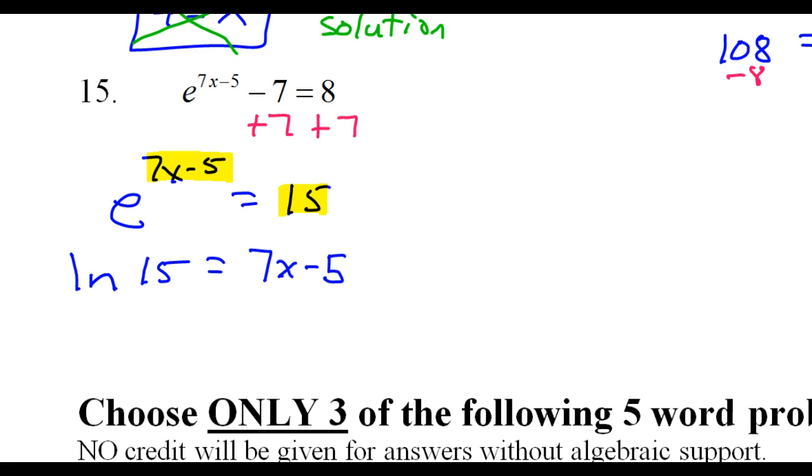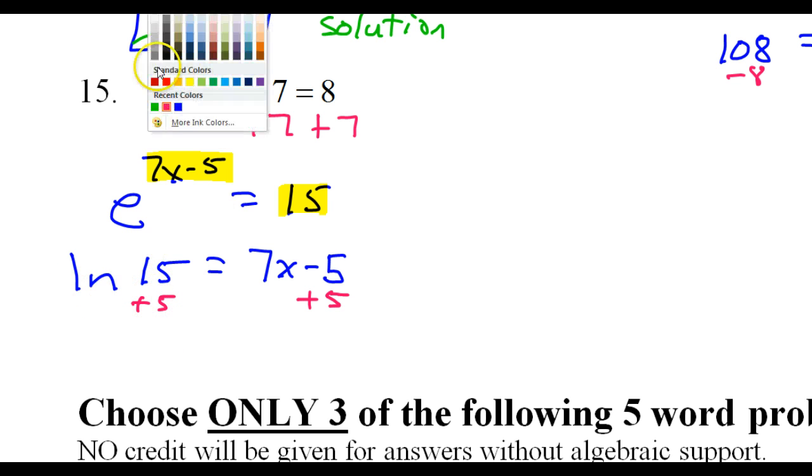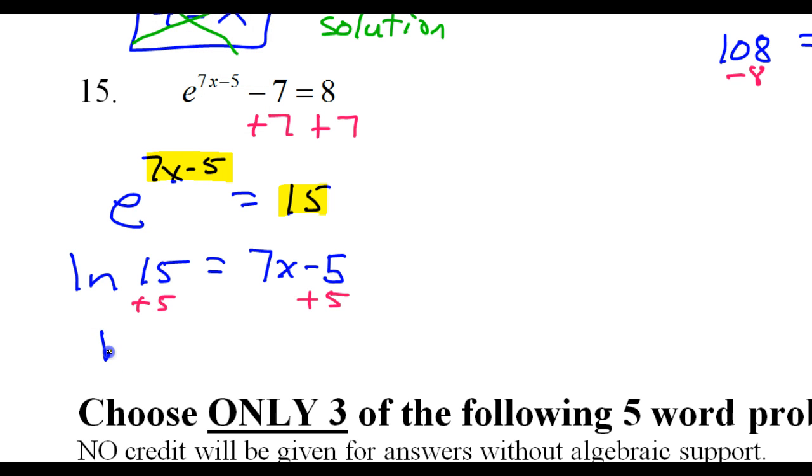So let's continue. Do a couple algebra steps now. Let's add 5 to both sides. Please don't add these together and make 20. You can't do that. So this is going to be natural log 15 plus 5 is equal to 7x. Then we could divide both sides by 7, and that's going to really give us the answer right here.